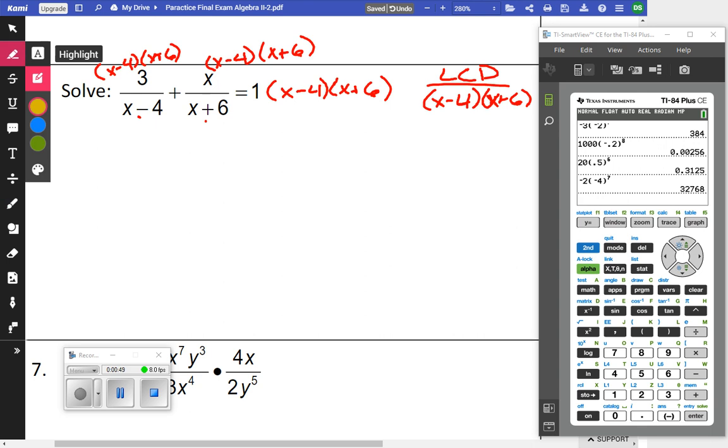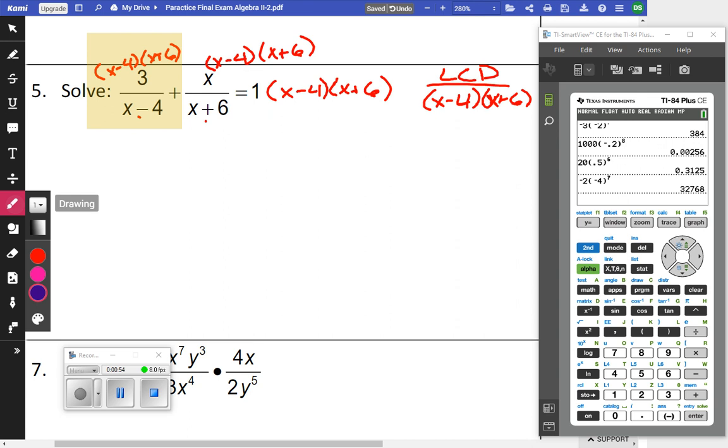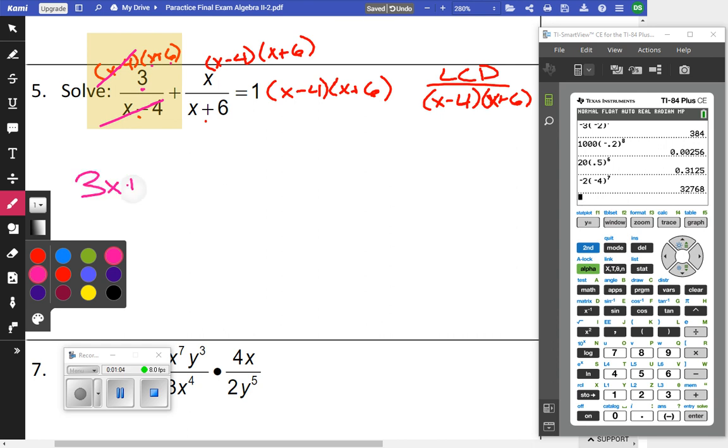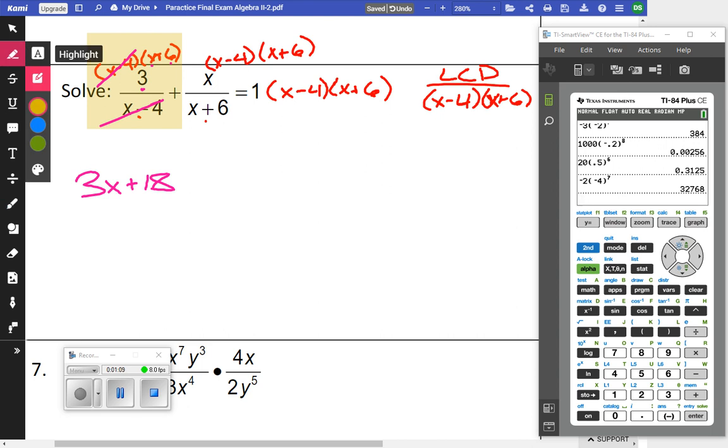So as I look at this first section here, I'm looking for things that can cancel. Well, I've got an x minus 4 and an x minus 4. Those go away, and I'm left with 3 and x plus 6. So when I distribute that out, I'd get 3x plus 18. Then I'm looking at the next fraction.